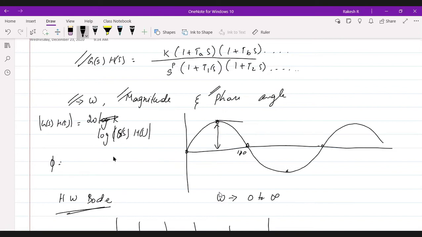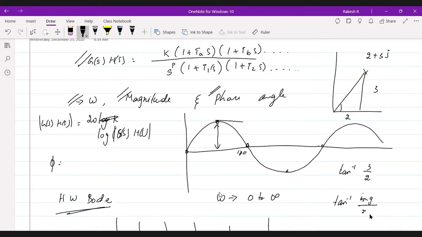How we found this in the previous root locus plot, when we have the complex conjugate here. Let us assume that it is 2 plus 3j. When you want to take out this angle, the imaginary part is 3 and the real part is 2. So you will be taking the angle as tan inverse of 3 by 2, that is tan inverse of imaginary part divided by the real part, right?